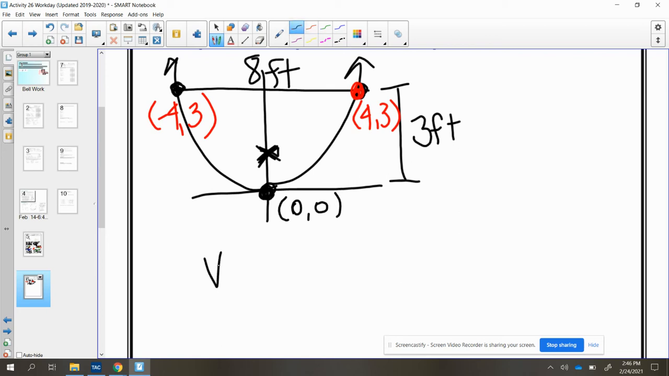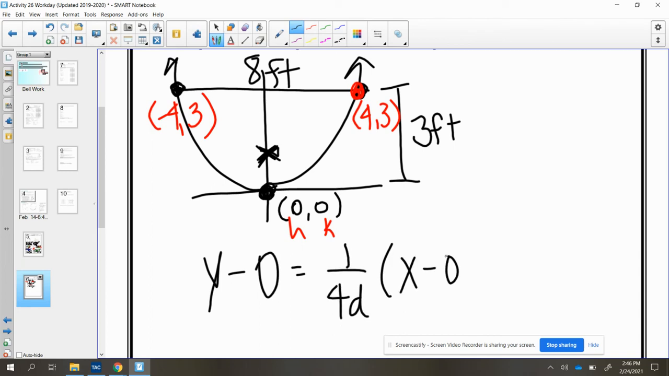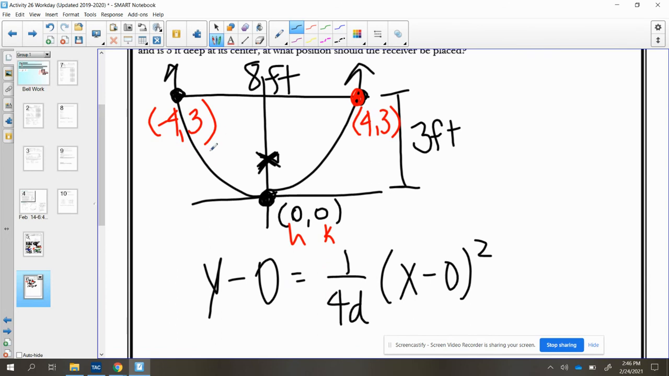So if this is going to be an upward facing parabola, well, I guess we could plug this in. We have h and k. So y minus 0 equals 1 over 4d, x minus 0, quantity squared. And this time, again, we're going to pick one of these 2 points, either negative 4, 3 or positive 4, 3, to plug in for our x and our y to help us figure out what this distance is.